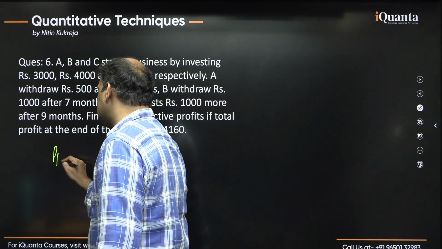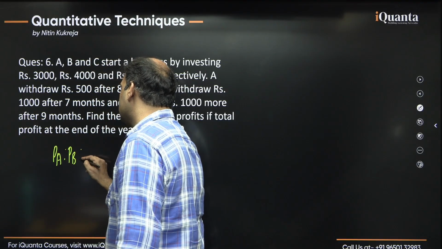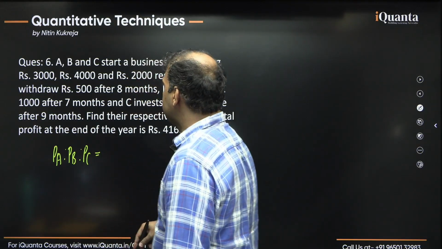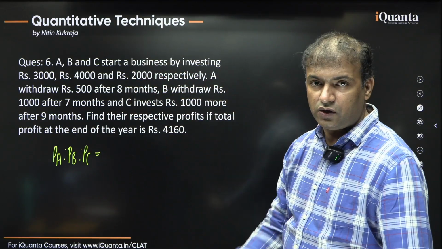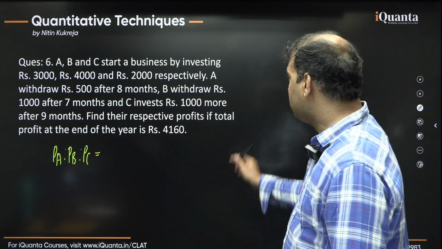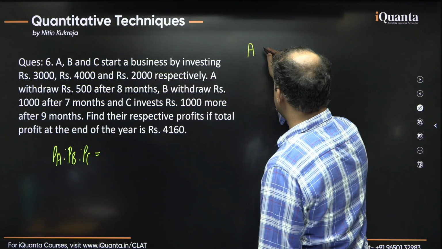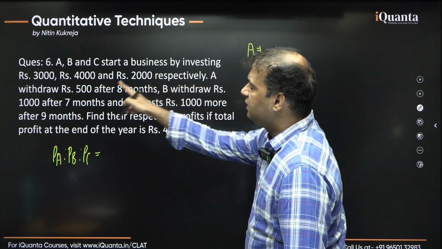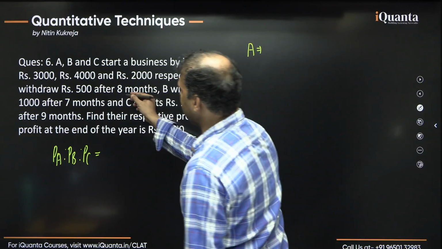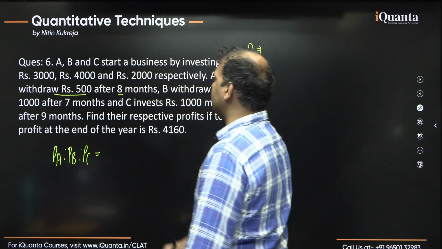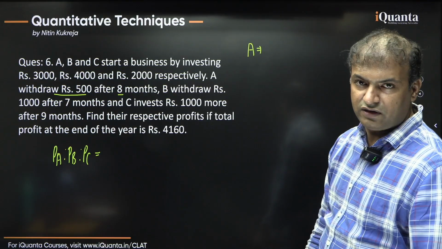Okay, let's start writing the ratio of the profits. First work on A. Mr. A started with 3000, you can see that, right? Let me write this here. First, if I discuss A, what happened with Mr. A? He started with 3000, but after 8 months, he withdrew 500. He withdrew 500. What does it mean, guys?